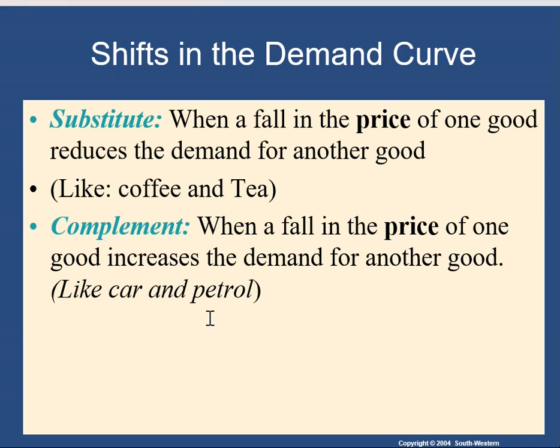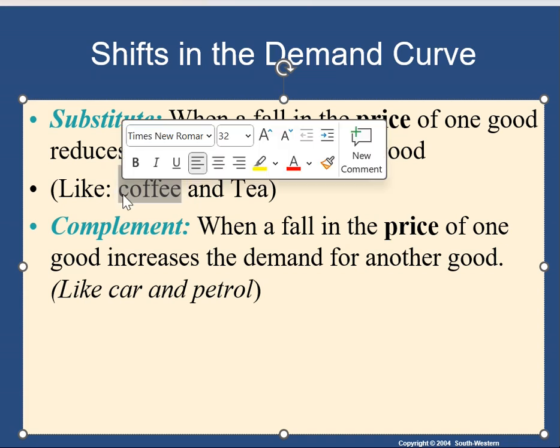Now, substitutes. When a fall in the price of one good reduces the demand for another good. For example, coffee and tea. It means the consumer will shift to the cheaper thing. He will demand more of the cheaper one.